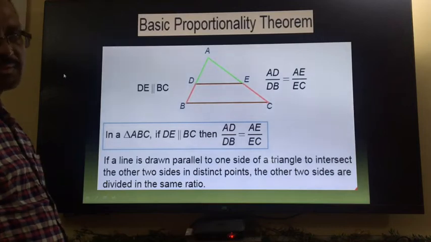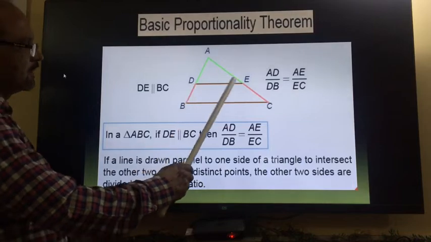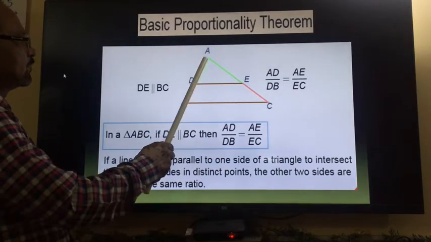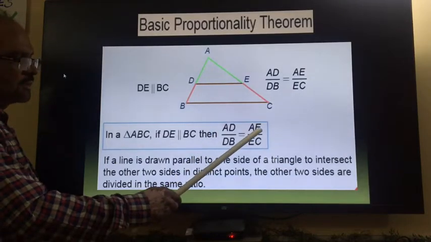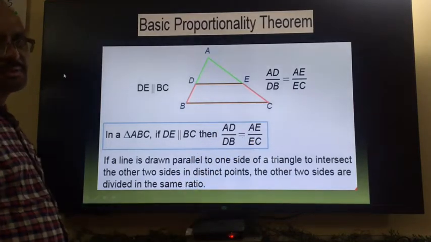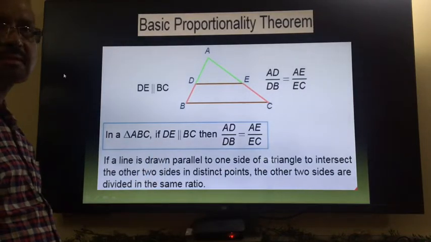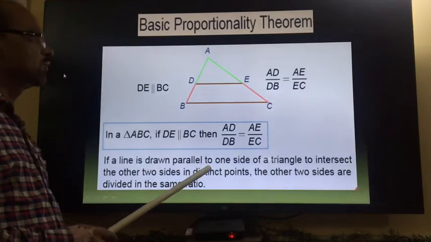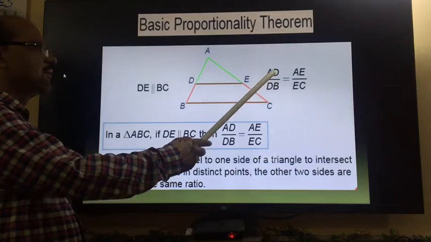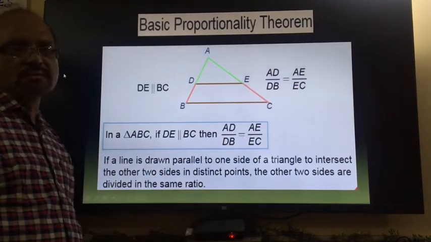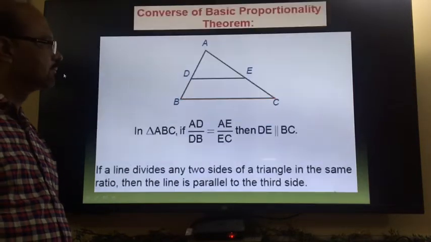So this is the BPT theorem, that in a triangle ABC, if line DE is parallel to BC, then it will divide the other two sides AB and AC in the same ratio. It means AD upon DB is equal to AE upon EC. This theorem I taught you, BPT. I am not doing the proof, I am just revising the theorems first so that we can use them. So whenever we find any line parallel to one side, we can apply that the ratio of the other two parts will be the same. So this is the BPT theorem or Thales theorem.